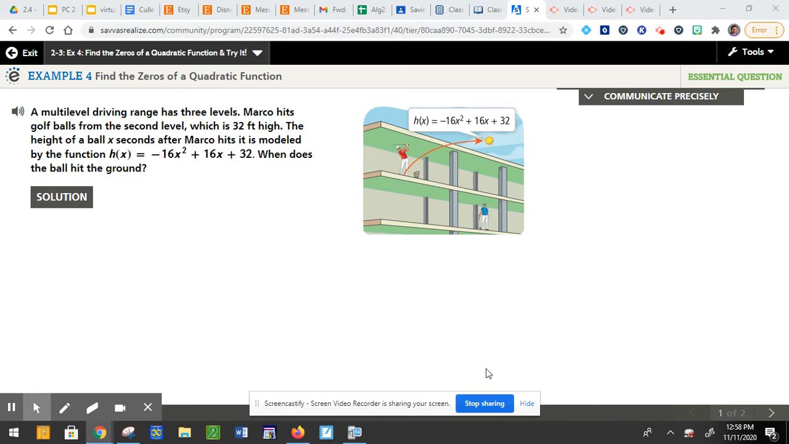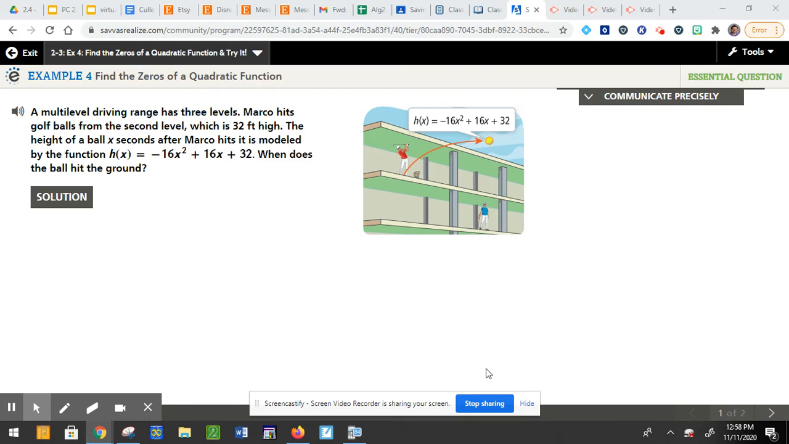Example 4 is taking us into some context here. So a golfer is at the driving range, one where you can be above ground. So he's 32 feet in the air. So that's why the y-intercept of the function that's given is 32. It says, when does the ball hit the ground?